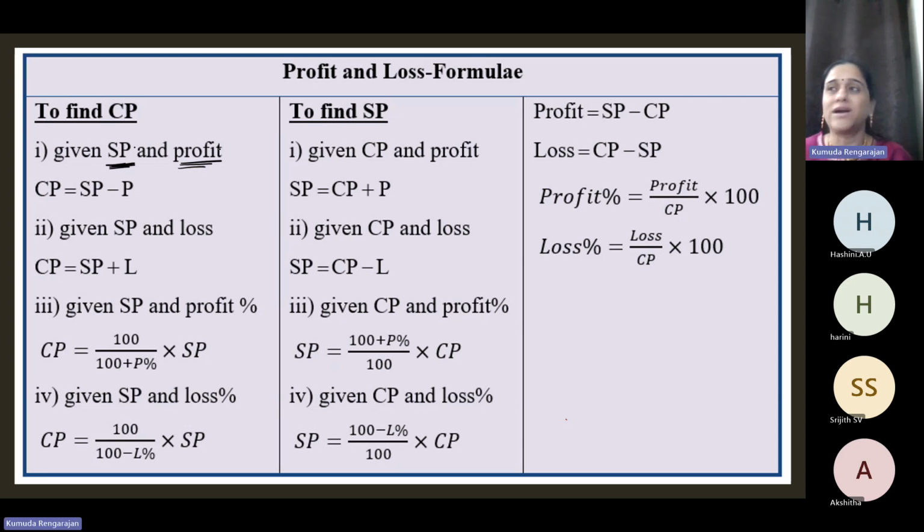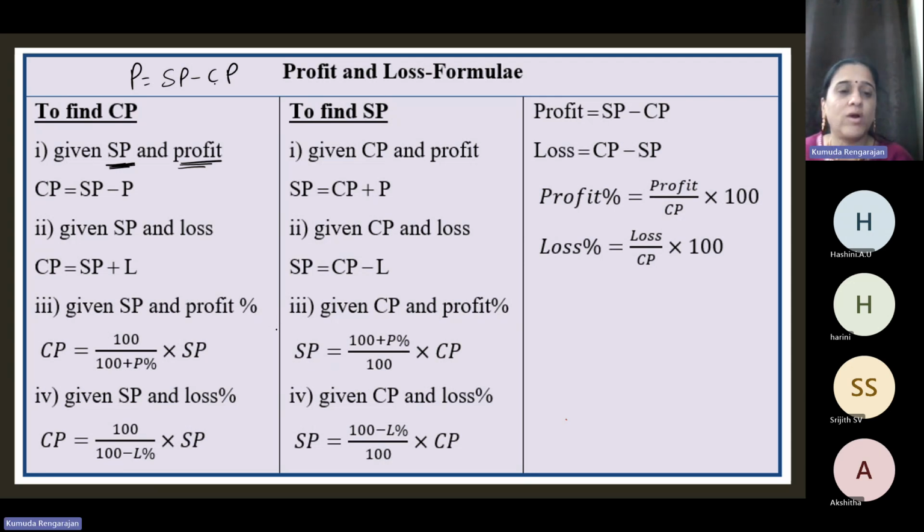See, what do you know? How do you connect CP, SP, and profit? So you know that profit is equal to SP minus CP. Why is profit SP minus CP? Because when it's a profit, your selling price is more, your cost price is less. So profit is SP minus CP.